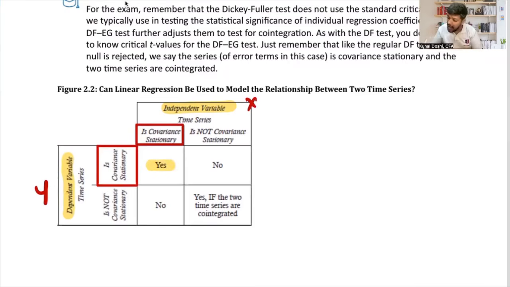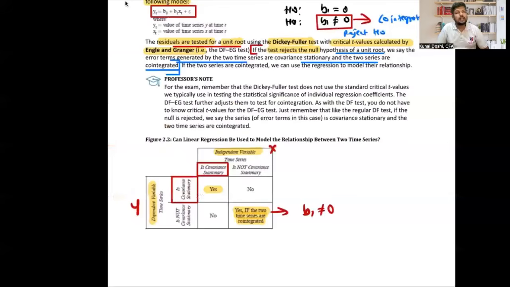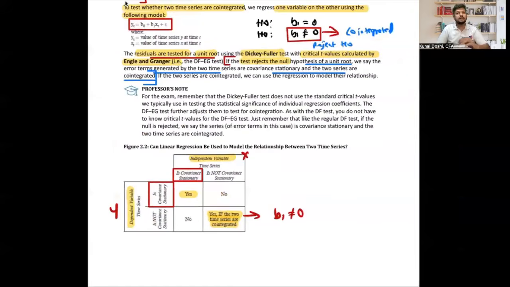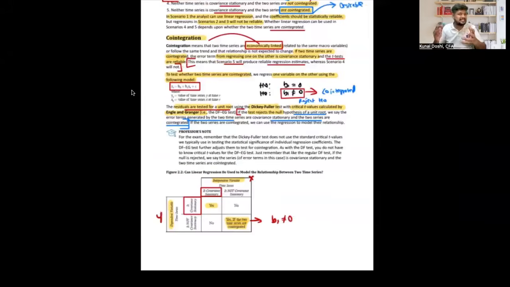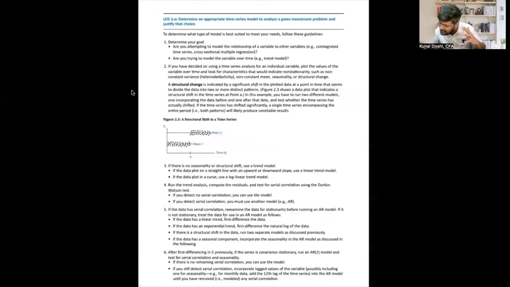But if either of them is not covariance stationary, then I can't use it. I can only use it if they are economically integrated, or called co-integrated. Yes, if the two are co-integrated. So even though they are non-stationary, I can use it if they are co-integrated. Co-integrated means their residuals are not equal to 0. There is significance. Clear? Everyone understood this point? Very important. This has high chances of being tested. They might put something related to this.